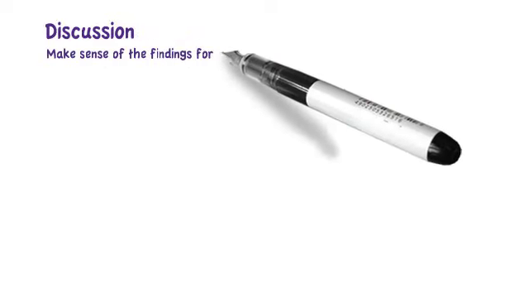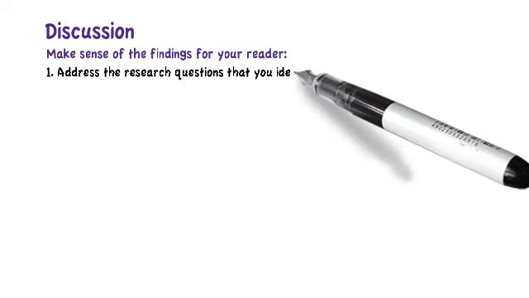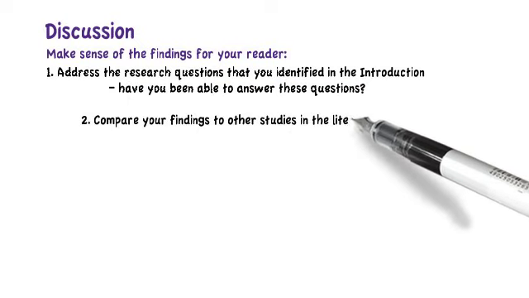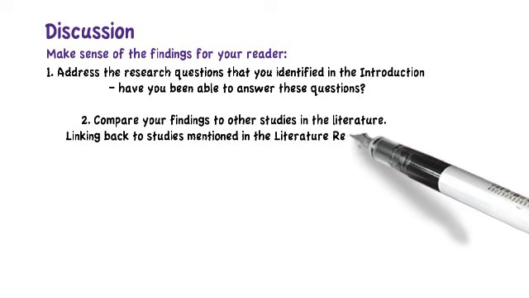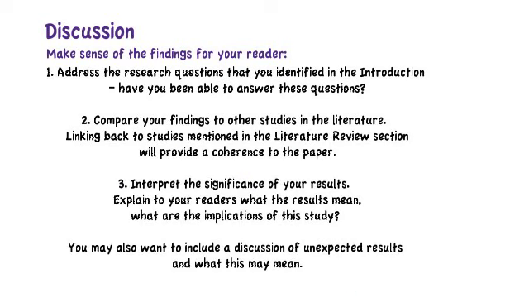In the discussion section, which is also usually a fairly long section of a research article, you might want to begin by returning to the research problem, purpose, or questions. But in this section, you're making sense of your findings for your reader, and you can do this in a number of different ways. One is to address the research questions that you identified in the introduction. Have you been able to answer these questions?